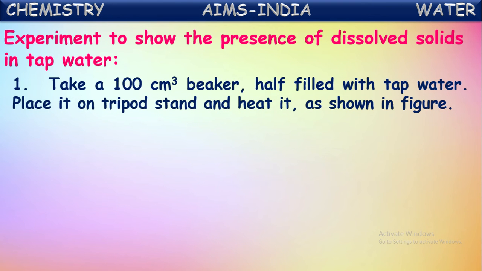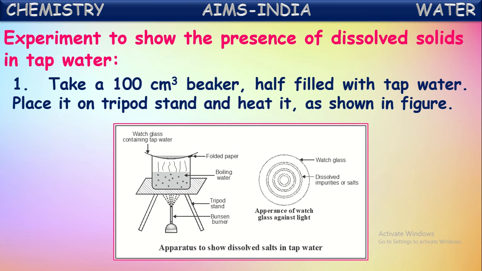First of all, for showing the presence of solids in the water, we have to take a certain amount of water in a beaker, around 100 ml. We can say 100 cubic centimeters of water. We have to take a beaker and fill it till half. Say this is the experimental setup for proving the presence of solids in the water. For that we take a 100 ml beaker that is half filled with tap water.